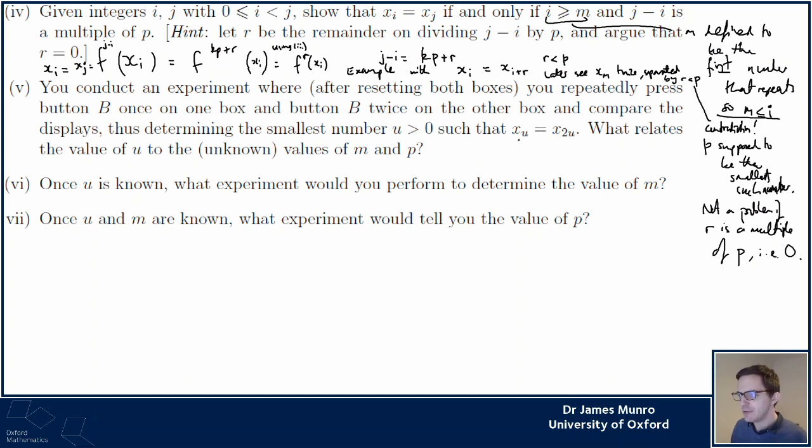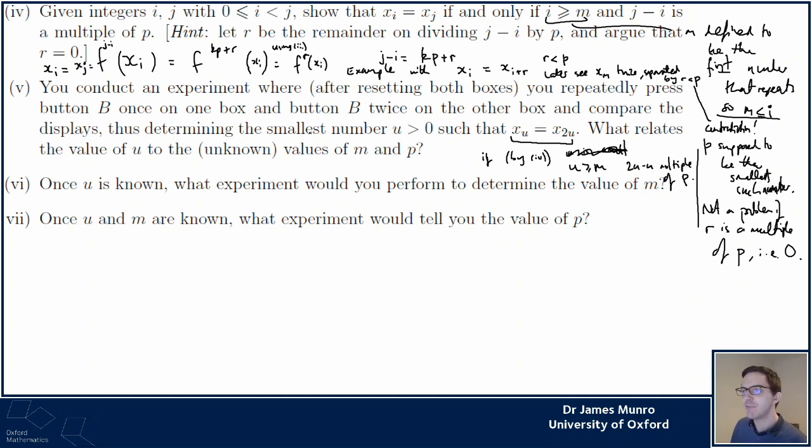So I suppose this can only happen if, by part 4, u is a multiple of, no, what do I mean? U here, u has got to be bigger than or equal to m. That's what was going on before. And if we also need the difference in presses, which is also u, we need 2u minus u to be a multiple of p. Okay, so u is a multiple of p and bigger than m.